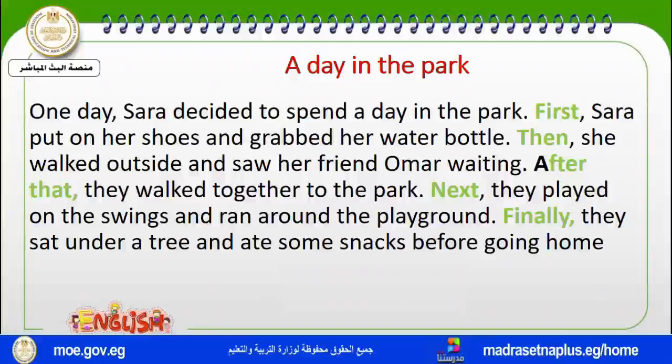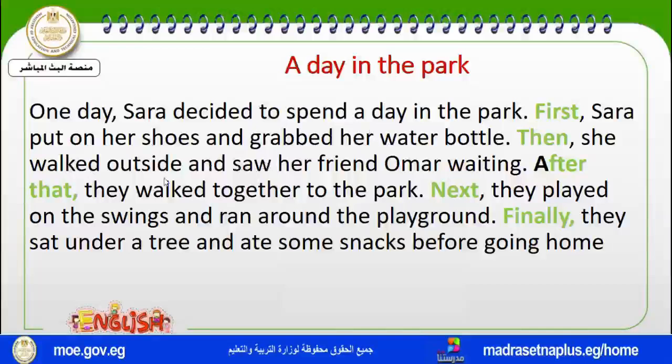Let's stop and think, how many things did Sarah do in the park? Yes, great. She did about five things. She put on her shoes, she got her water, she sat under a tree. But what did she start by? She started by putting on her shoes. This was the first thing.